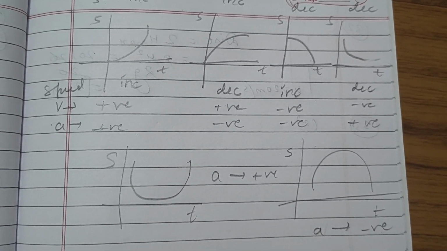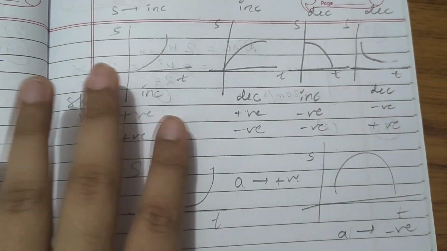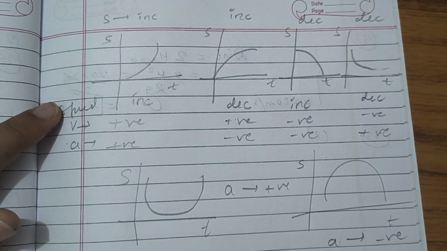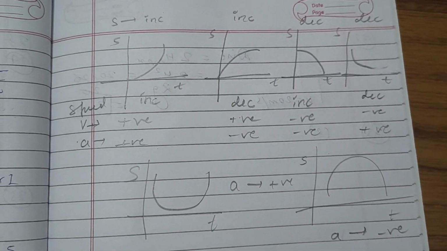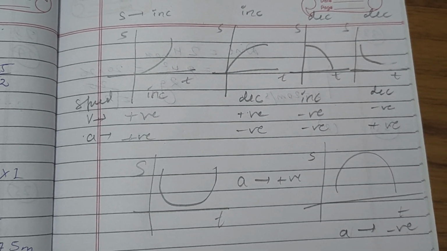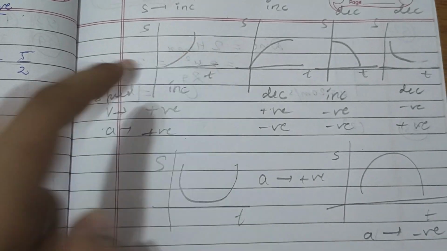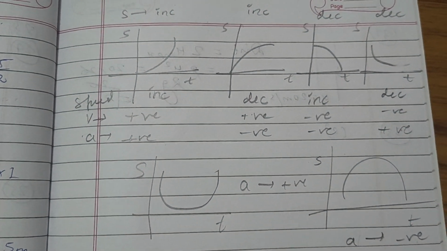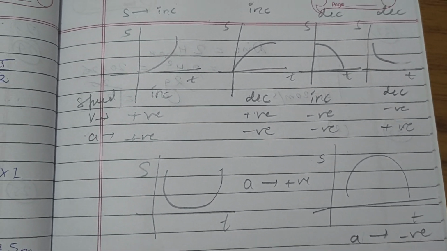Hello guys, today I want to tell you how you can analyze any graph. So see, here I have drawn 4 s-t graphs, and you can see these graphs everywhere. These are the only 4 graphs that you'll find if the motion is not uniform. If it were a uniform graph, it would have been a linear line. But for a non-uniform graph, you only find 4 graphs like this.